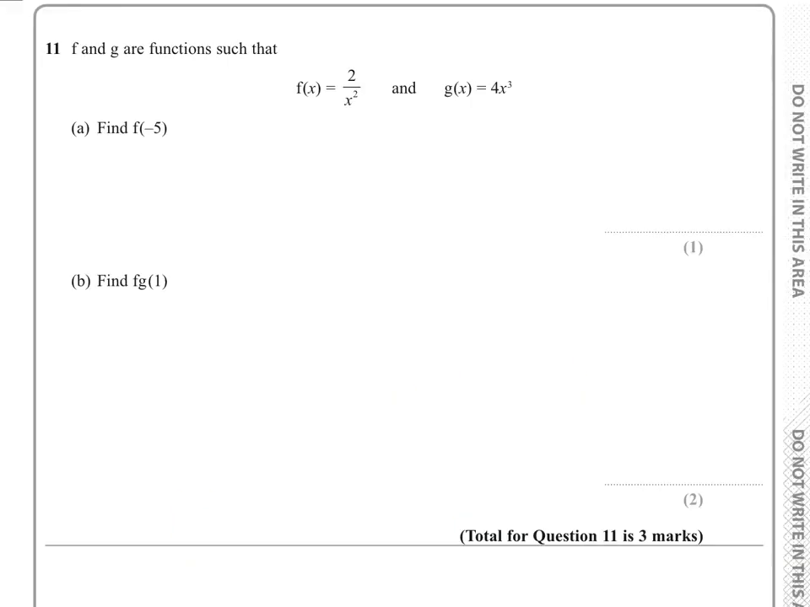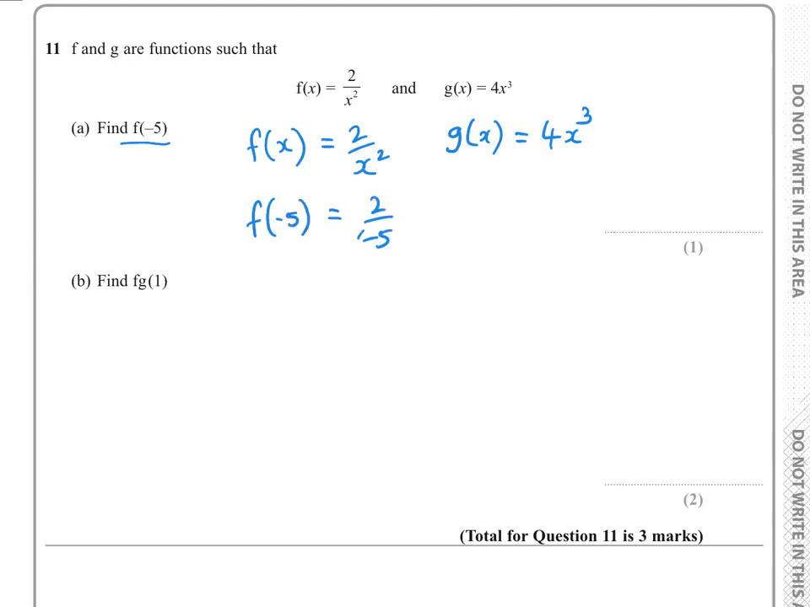Question 11. f and g are functions such that f of x is 2 over x squared and g of x is 4x cubed. First of all, we've got to find f of negative 5. So we replace x in this case with negative 5. Be really careful of the sign here. Anything squared is positive. So we would have 2 25ths. And that would be the answer for here.